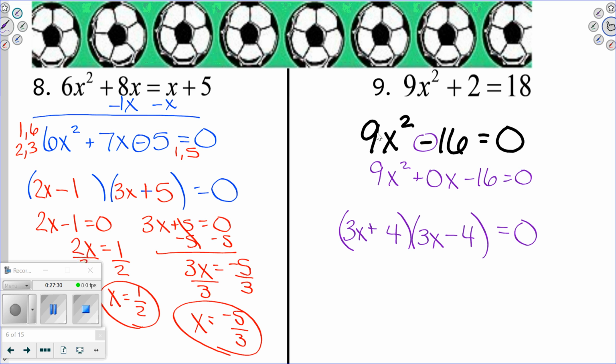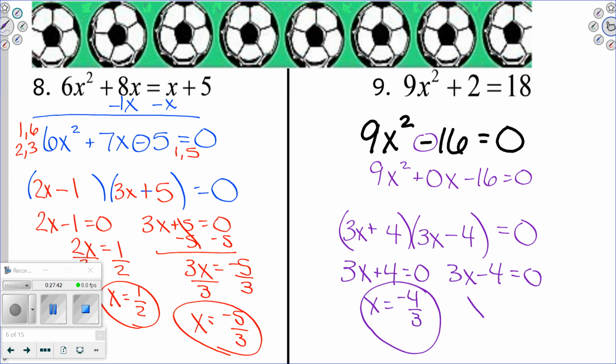All right, then we have to set each one of these equal to 0. And when we solve, you would get x equals a negative 4/3 and x equals a positive 4/3. Sorry, I skipped showing my work on the solve there. How are we feeling with solve by factoring? Doing okay?